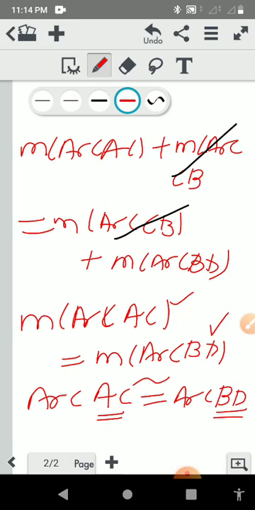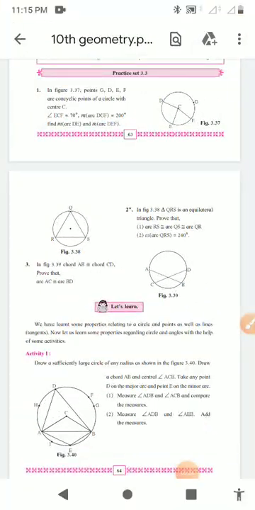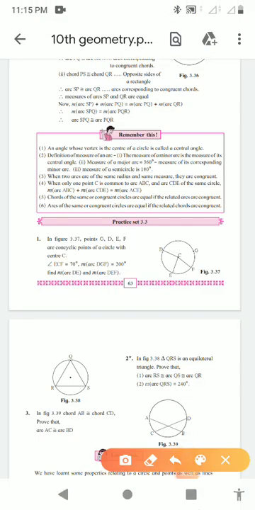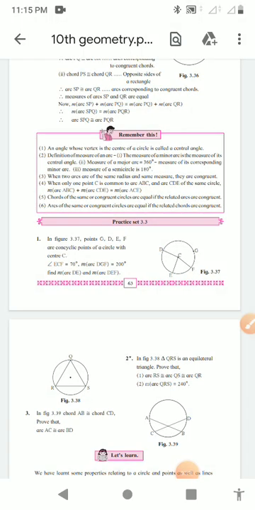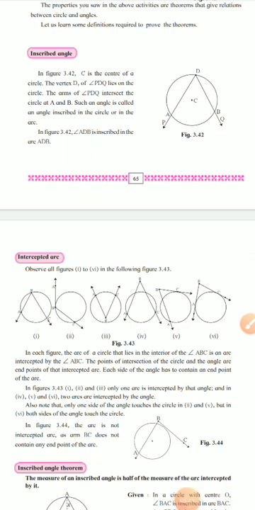So this was the last problem from our previous practice set, practice set 3.3. In this way we have finished this problem also, so we almost completed practice set 3.3. I suggest you all solve it once again, then it will be easier for you to solve in the examination. Then we will start the next part of this chapter.